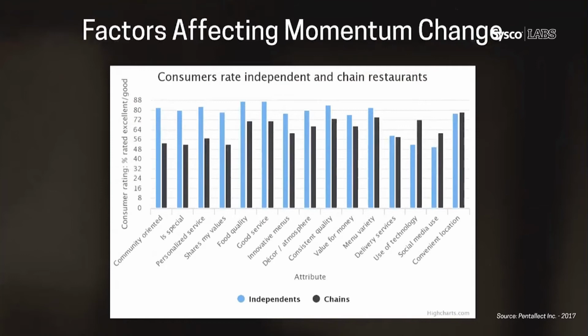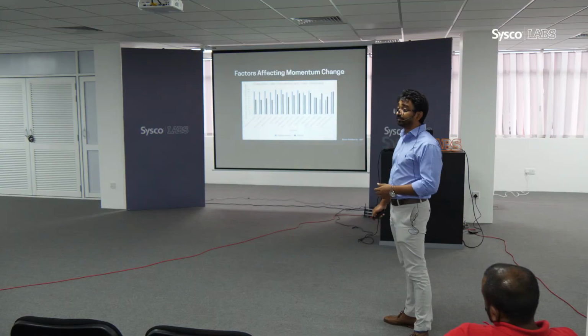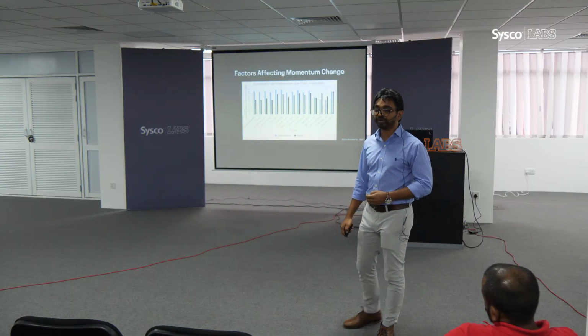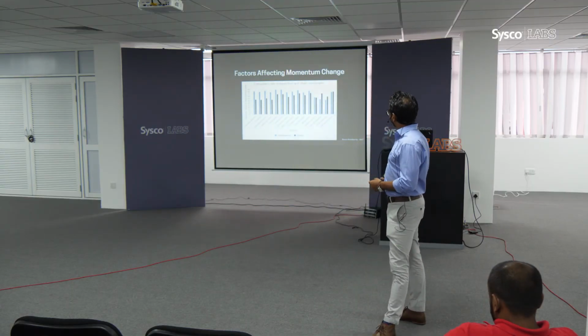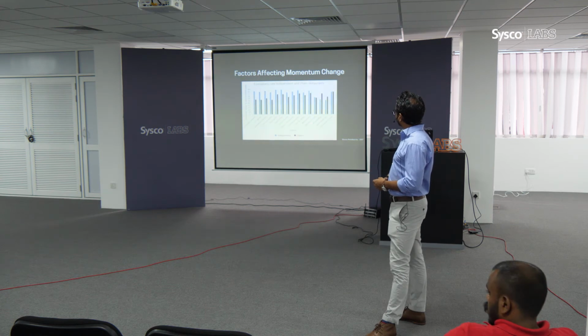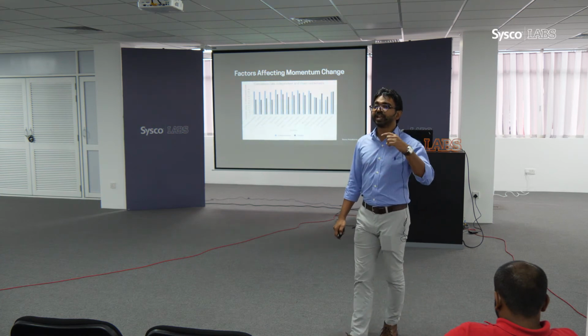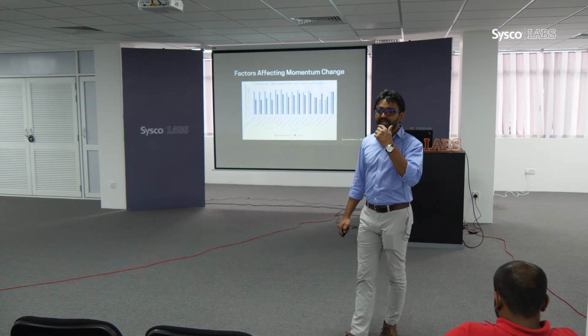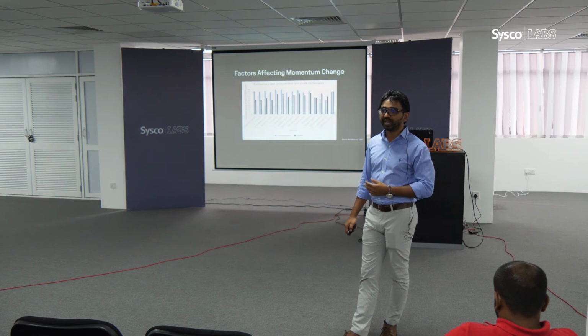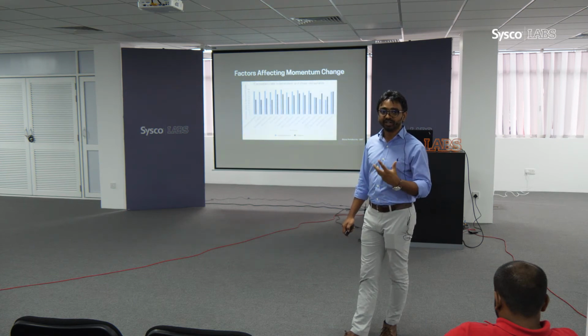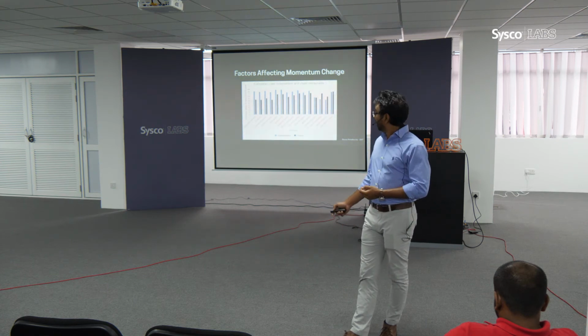All the way up to here, into menu variety, to value for money, all of those things, the independent restaurants are performing better from a customer point of view. Whereas from a delivery service onwards, use of technology to social media use to convenient location-wise, the chain restaurants are doing better because they have bigger budgets to market themselves, to do more social media, to attract more technology. Naturally, they have bigger pockets.